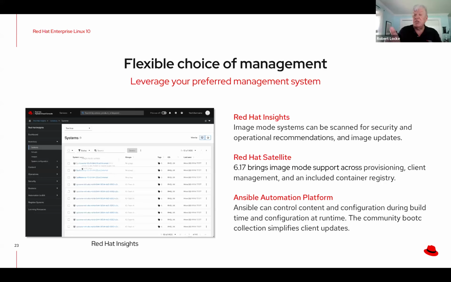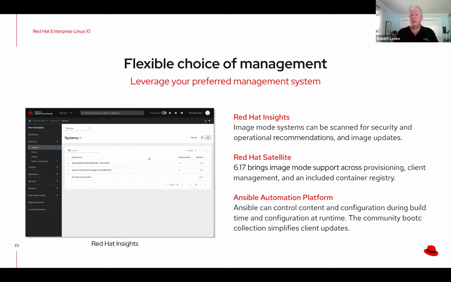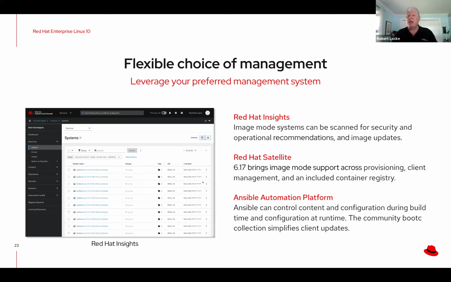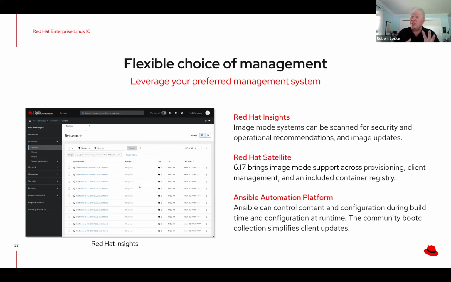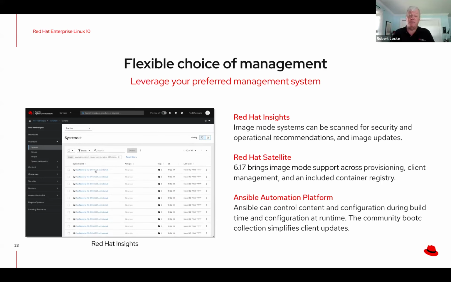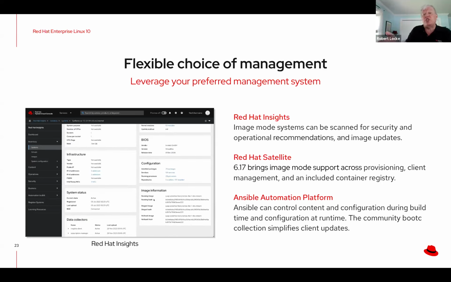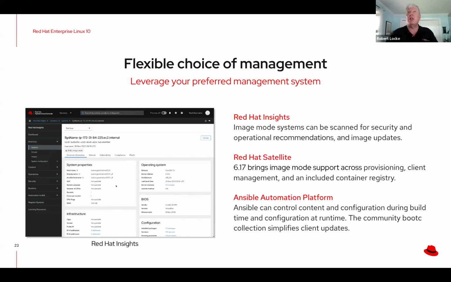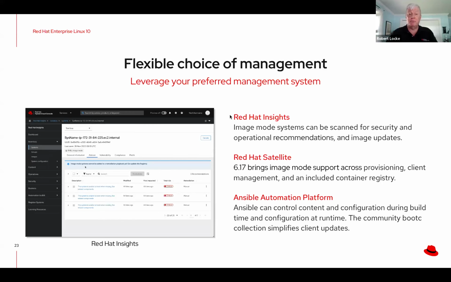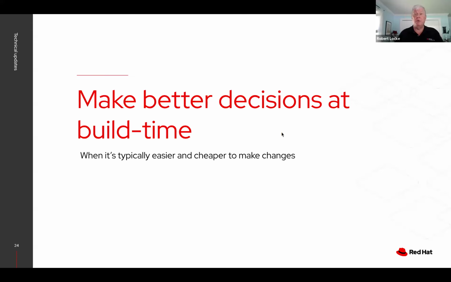Red Hat Insights, the image mode systems can be scanned for security and operational recommendations and image updates. Red Hat Satellite 6.17 brings image mode support for your provisioning and client management, and it includes now a container registry. Ansible Automation Platform, we have the Community bootc collection to simplify your client updates. All right. So that's how we can take a look at containing drift.